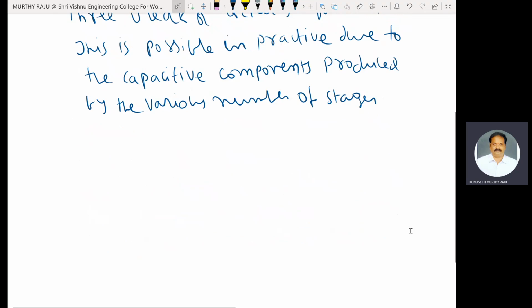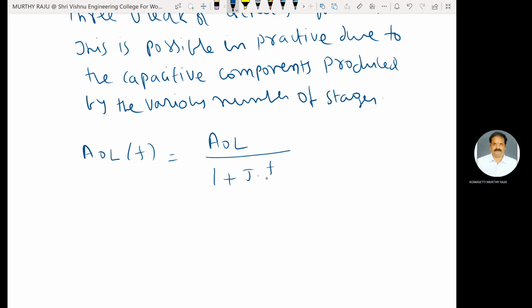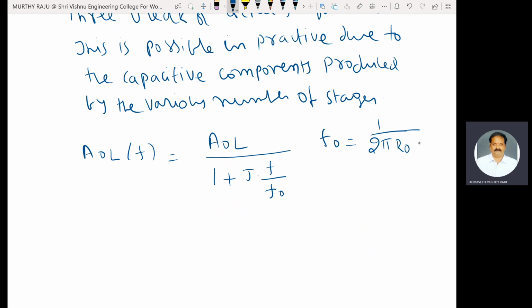We know that for a single stage, the open loop gain function of an operational amplifier as a function of frequency is AOL, the open loop gain of an op-amp at 0 Hz frequency, divided by 1 plus j into f by f naught, where f naught is the break frequency, 1 by 2 pi R naught into some capacitor C1 or C.